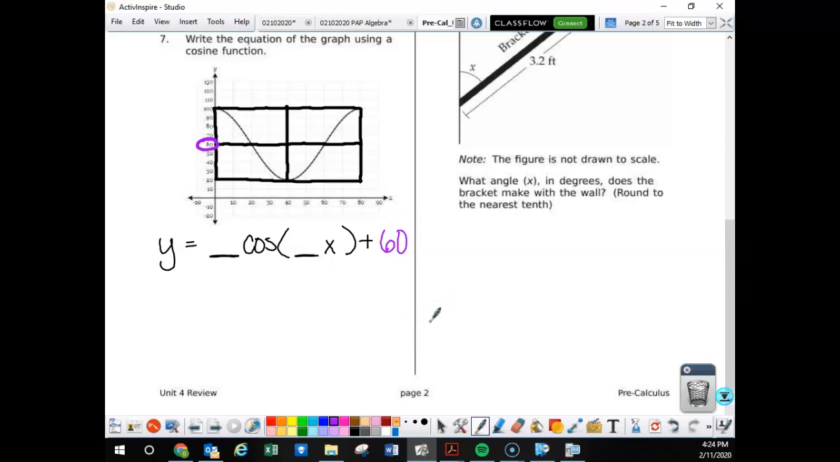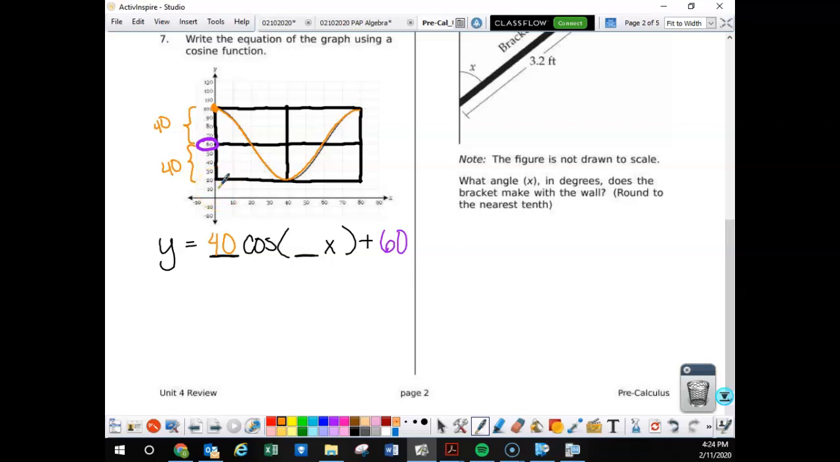Then I can figure out this using the amplitude. So the amplitude is the distance from the midline to the top and the midline to the bottom. So from 60 to 100, it's 40. From 20 to 60, it's also 40. So the amplitude is 40. And the reason I know it's positive is because it starts at the top and then goes down and then up, right? If it started at the bottom, then it would be negative.